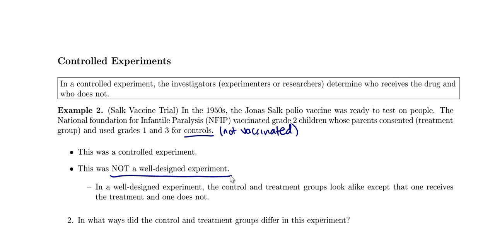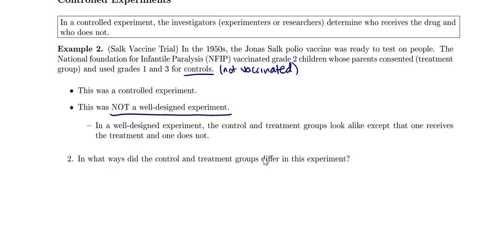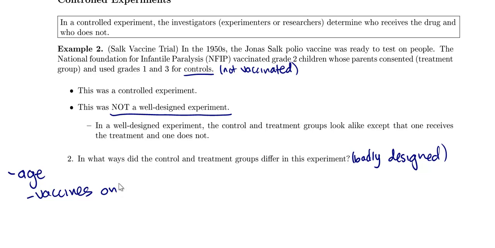So how did the control and treatment groups differ in this experiment? Again, keeping in mind that this was a bad experiment. So how were the groups different? Well, for one reason, age. Vaccines only went to second graders, and so maybe there was an age difference here that made a difference in the polio.